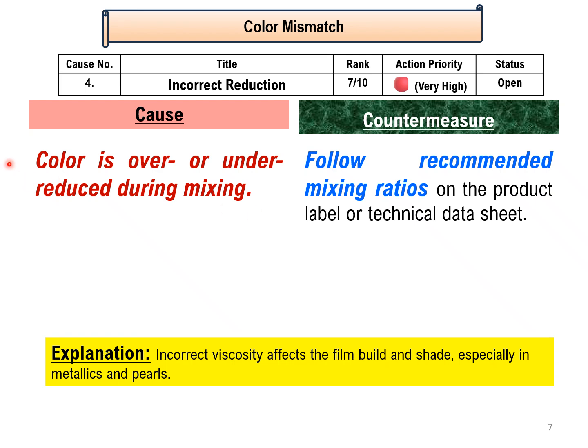The fourth probable cause could be incorrect reduction. Color is over or under reduced during mixing. That is, incorrect viscosity affects the film build and shade, especially in metallics and pearls. Therefore, follow recommended mixing ratios on the product label and follow the technical data sheet.